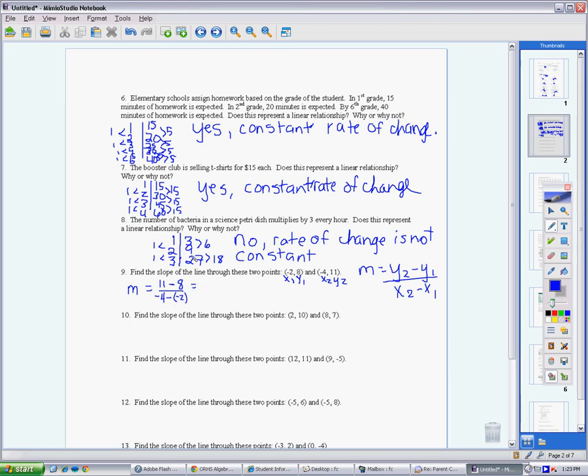Now we just use the order of operations. 11 minus 8 is 3. I have a double negative here. That double negative changes it to positive.